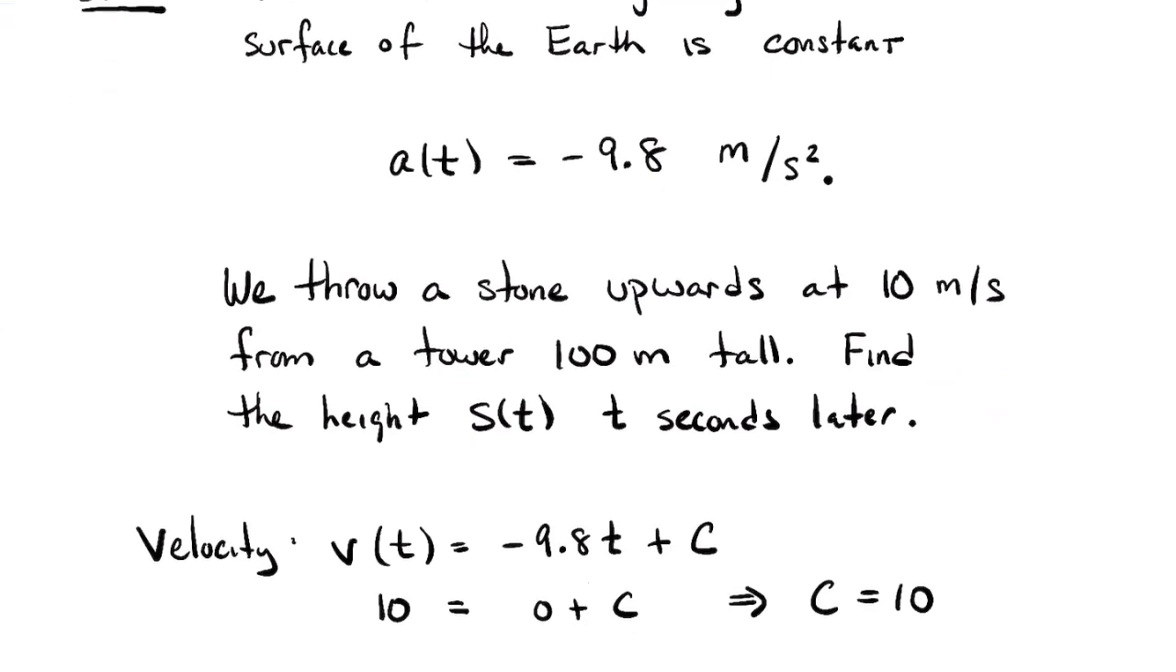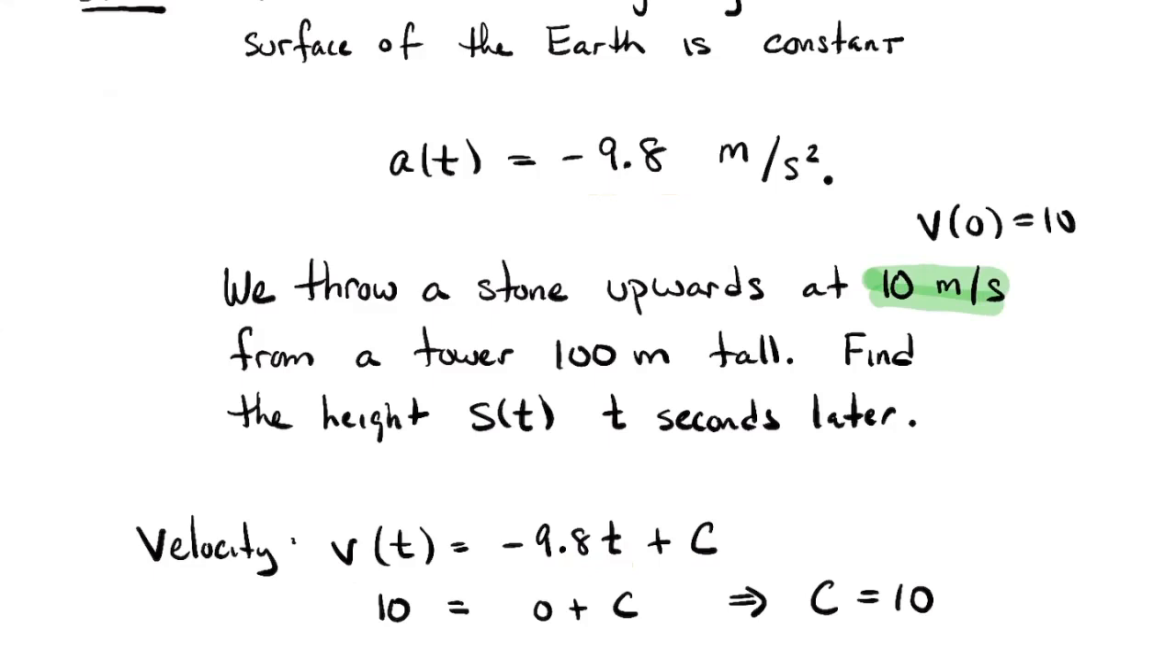So the velocity function. The velocity function is an antiderivative of acceleration. Acceleration is a constant. So the antiderivative of negative 9.8 is negative 9.8 t. The variable is called t, not x. Well, plus some constant. But using this initial condition, we were told that we threw this stone up with an initial velocity of 10 meters per second. So that's telling us that v of 0 is 10, okay?